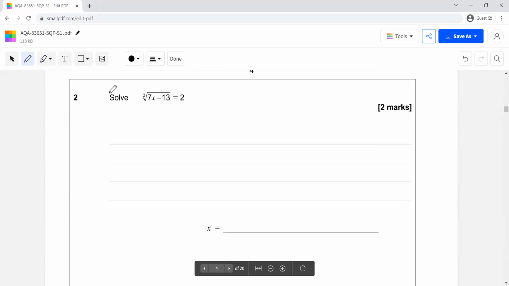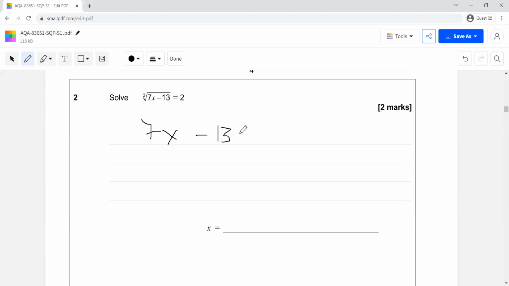Moving on. Question 2. Solve the cube root of 7x minus 13 is equal to 2. Cube both sides. So 7x minus 13 equal to 8. So 7x is equal to 21. So x is equal to 3.